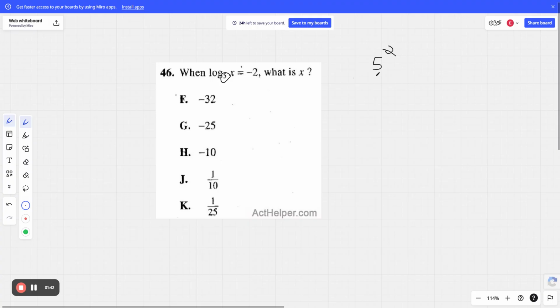And this number out here always goes to the side. So this is our equation, and let's actually put parentheses around this. From here, this is a very simple equation. We just do 5 to the power of 2, and then we take the reciprocal of that. So we get 1 over 25 equals x, and we get a very simple 1 over 25 with our answer being K.